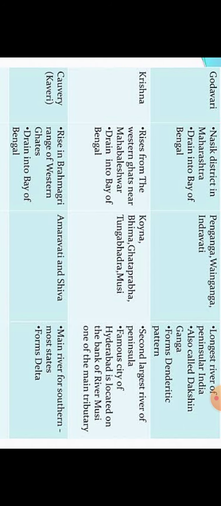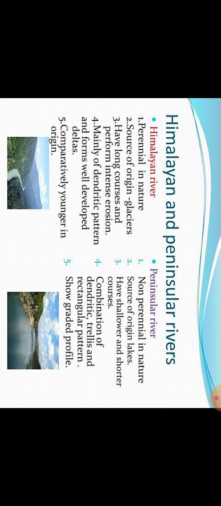Next, the Kaveri River. It rises in the Brahmagiri ranges of the Western Ghats and also drains into the Bay of Bengal. Tributaries of Kaveri: Amaravati and Shimsha. So these are the main rivers of southernmost India. Which is the main river in South India? Kaveri, and it forms a delta.